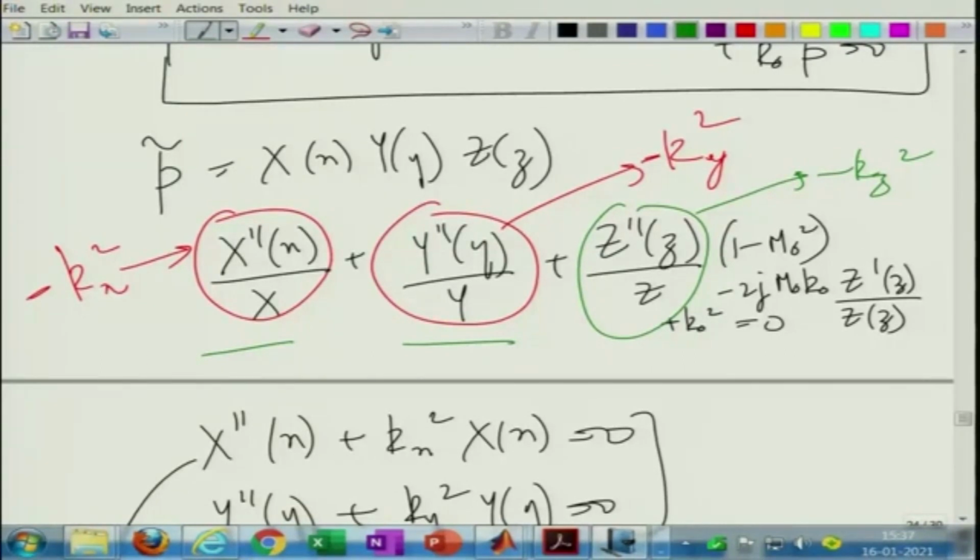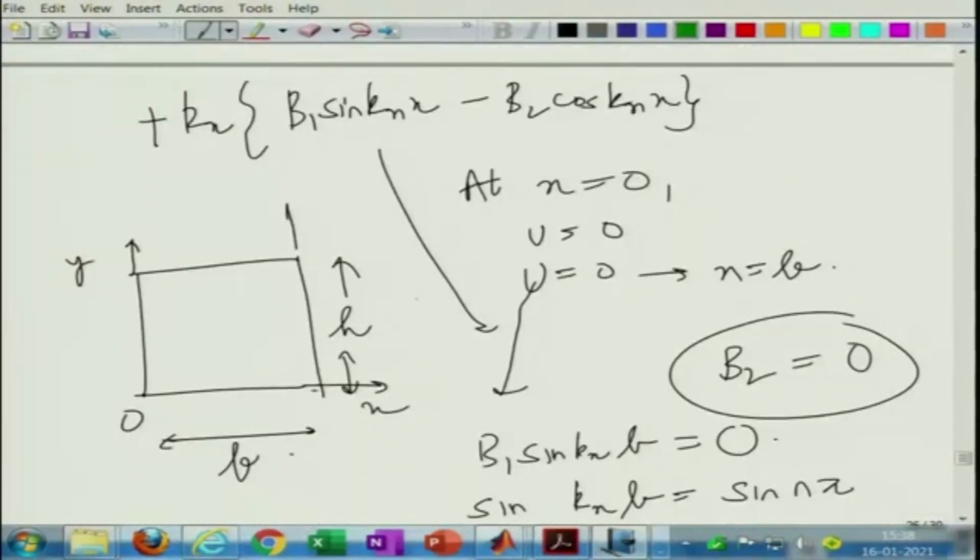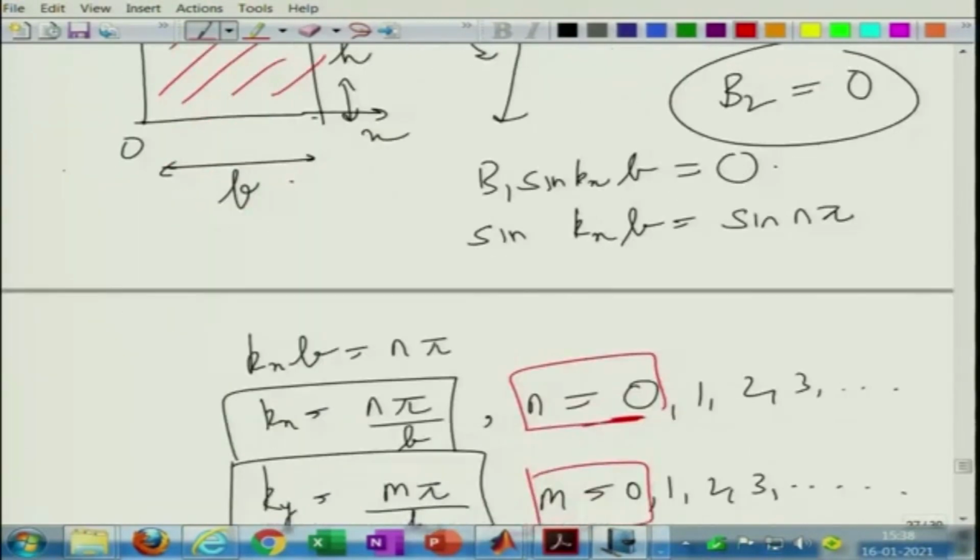That is, if you have, I just drew the cross section of the duct a while back. Along the cross section the pressure remains constant for the case kx is equal to ky is equal to 0, or when m is equal to n is equal to 0.